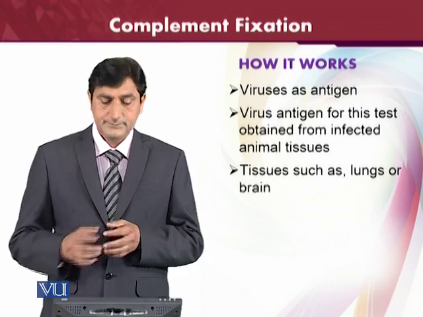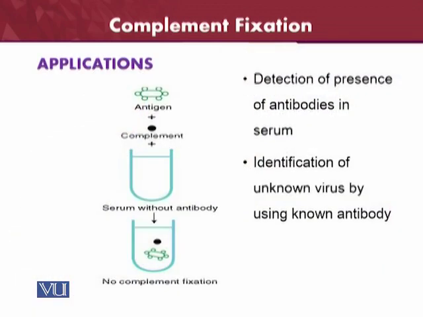Then the application of the complement fixation test: it is used for the detection of specific antibodies in the serum. What kind of antibodies are present in the serum, we will use the complement to fix it and see. It is also used for identification of an unknown virus by using a known antibody. Similar to the agglutination and precipitation test, here we have the antigen and the complement which is fixed with the antibody, and the serum without antibody. So we can use the control on both sides, and we can see whether the complement has been fixed or not.